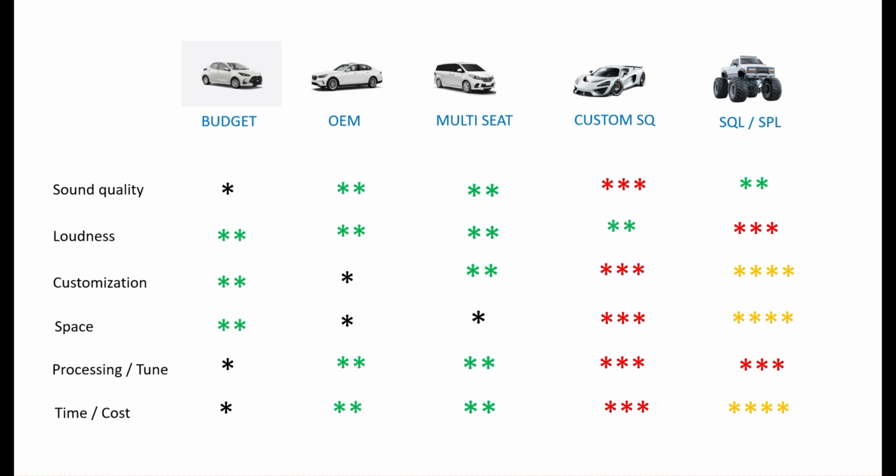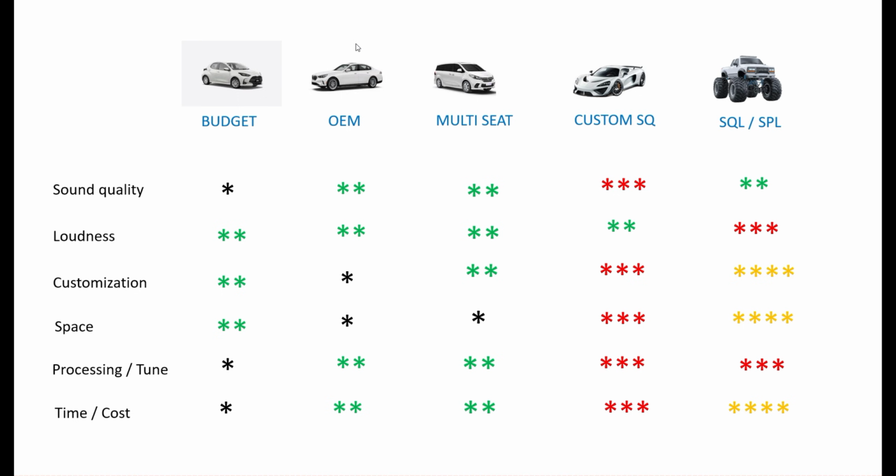But it's all dependent on your design, your choice of materials, and the selection of equipment. There are a lot of things that drive time and cost. You can certainly have an uber expensive OEM build, right? If you choose uber expensive speakers and stuff like that.